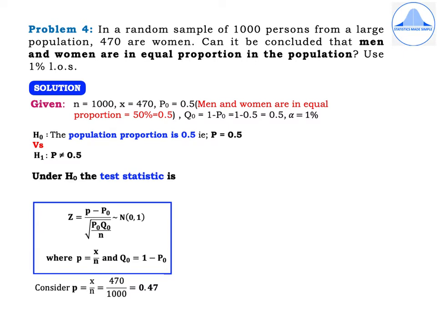So under H naught, the test statistic is Z equal to P minus P naught by root of P naught Q naught by N, which follows normal 0, 1. Make sure to write all the steps without missing out on any of them, where small p is equal to x by n and Q naught is equal to 1 minus P naught. So the next step is to find out small p, that is the sample proportion, which is x by n, which is 470 by 1000, that is equal to 0.47.